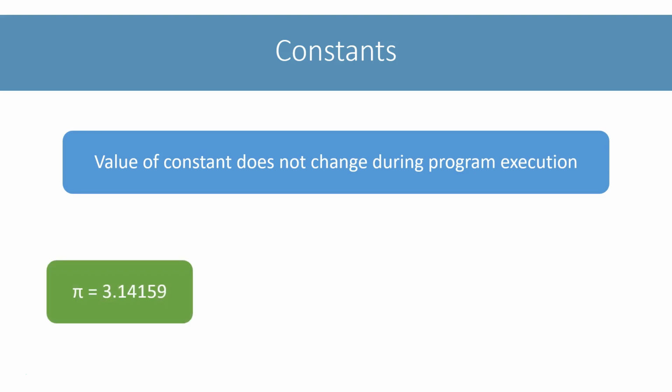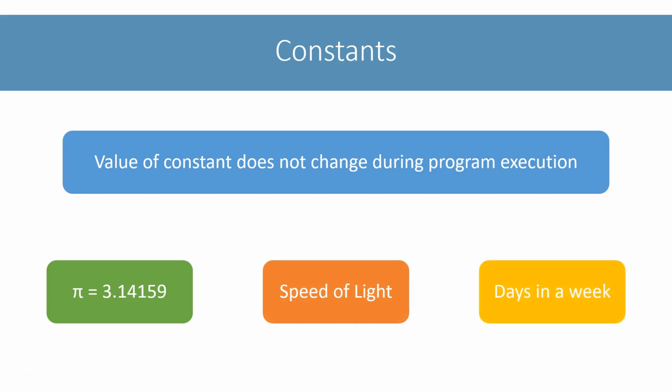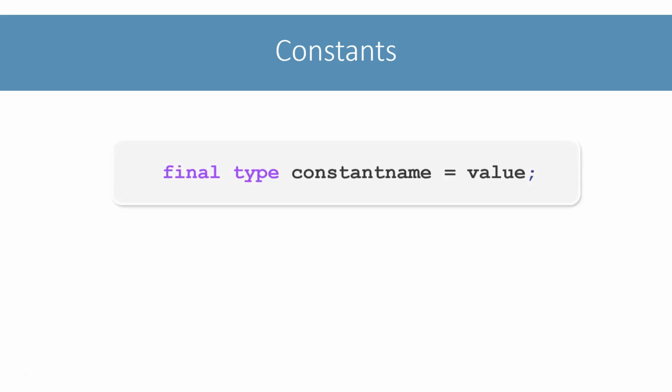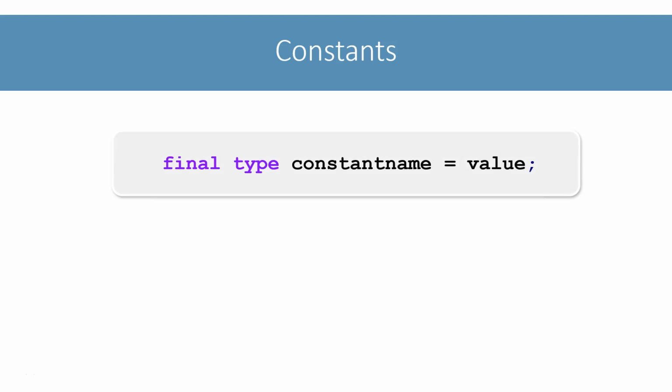We want pi to have a value of 3.14159. Other examples can be that of speed of light or number of days in a week. Java provides a way to declare such constant values. The syntax to declare a constant value is this. The declaration starts with the keyword final.